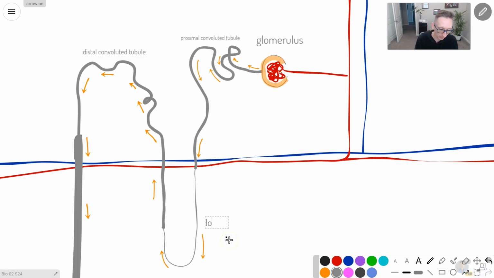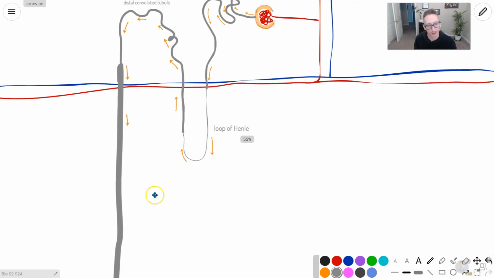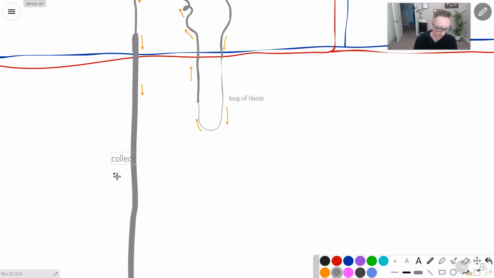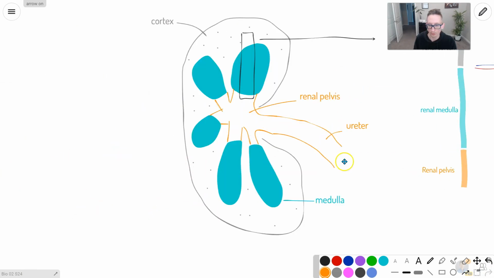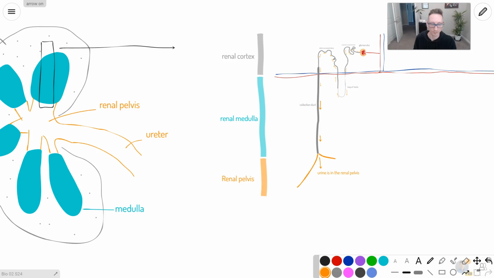This part is the loop of Henle. It's a very specialized structure. We'll talk about what it's actually doing. Loop of Henle, named after the person who discovered it. And this is the collection duct, where the urine collects. This would continue down. And now the urine is in the renal pelvis. And it would go to the ureter.